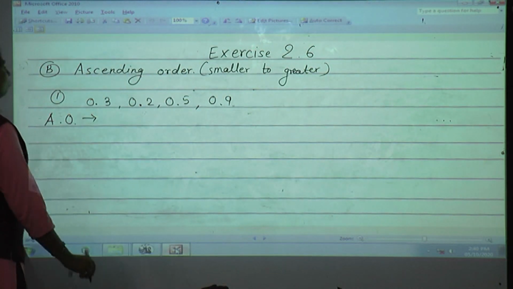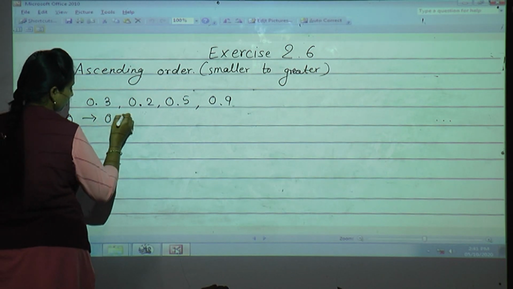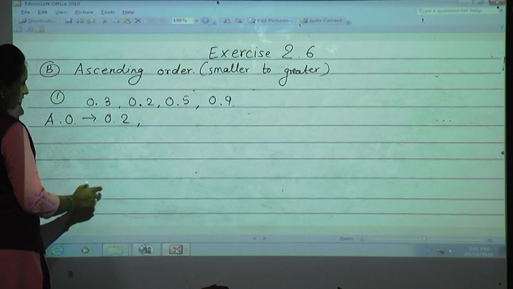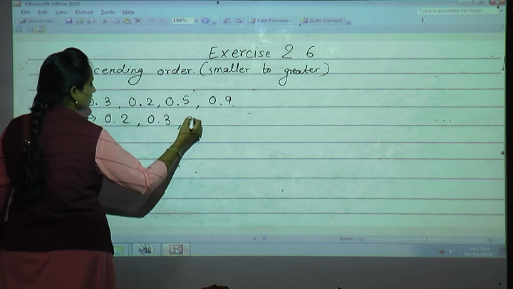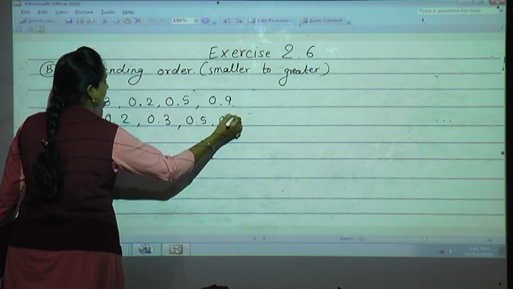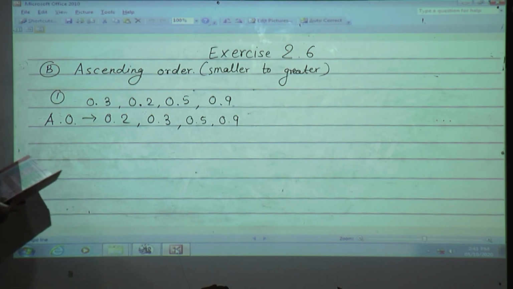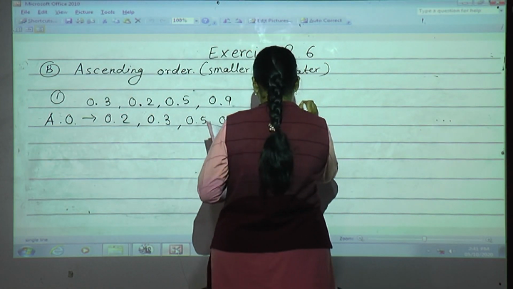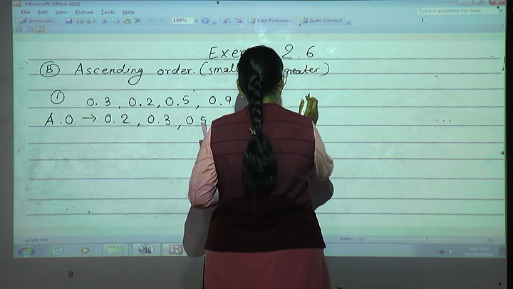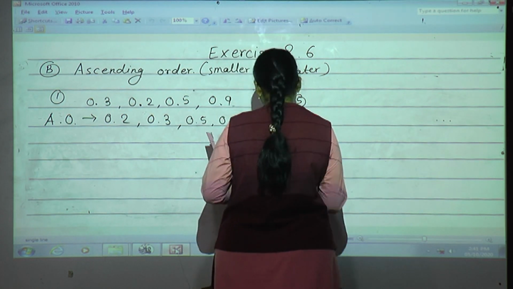So which is smaller, students? 0.2. Then 2 after 3, 0.3, 3 after 5, 0.5, then at the end 0.9. Clear? Yes, very good. Now next example I'll solve for you. I will solve now the fifth one for you.